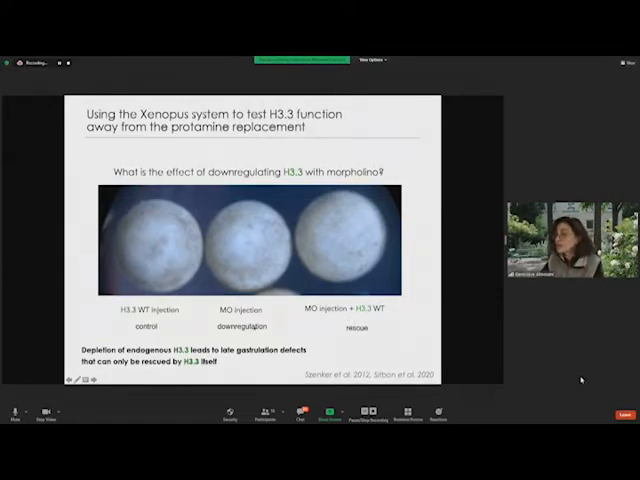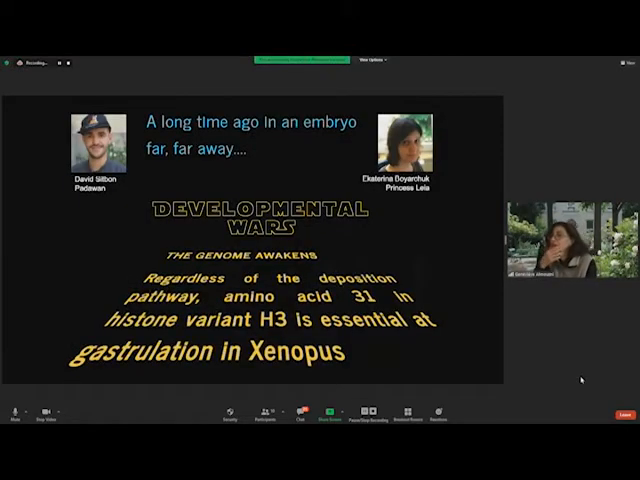So we've been using this system then to play with the rescue to try and understand what was key for this rescue of this gastrulation defect. And it turns out that what was key was not the deposition pathway per se, but one amino acid in the N-terminal tail. And so this is what David and Katya considered in their way, looking at this embryo, that regardless of the deposition pathway, the amino acid 31 in the variant H3.3 was essential at gastrulation in Xenopus.